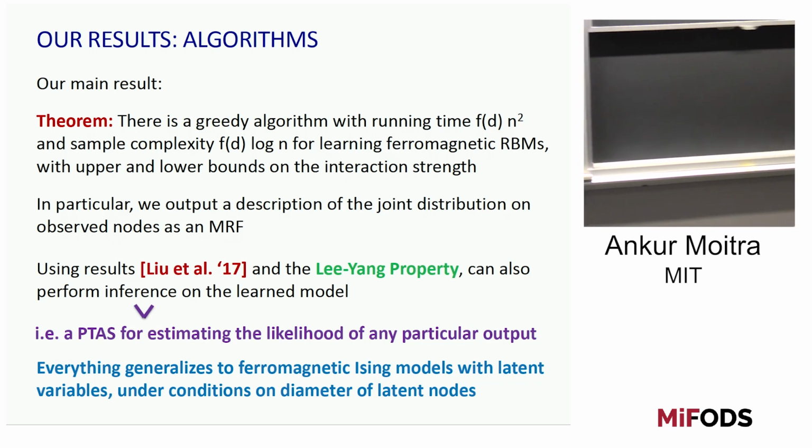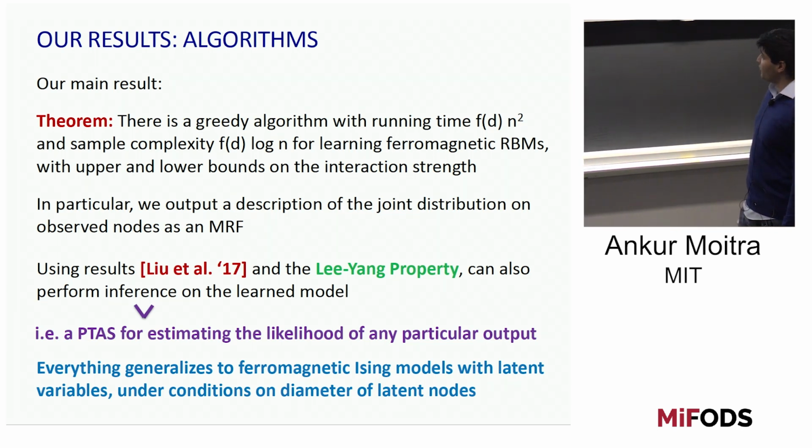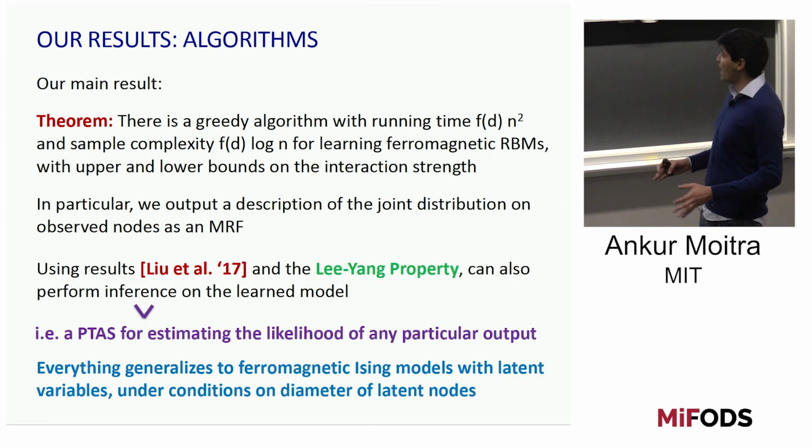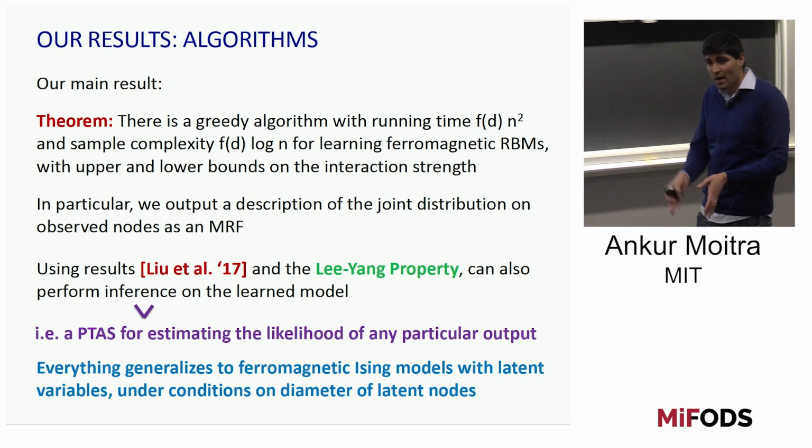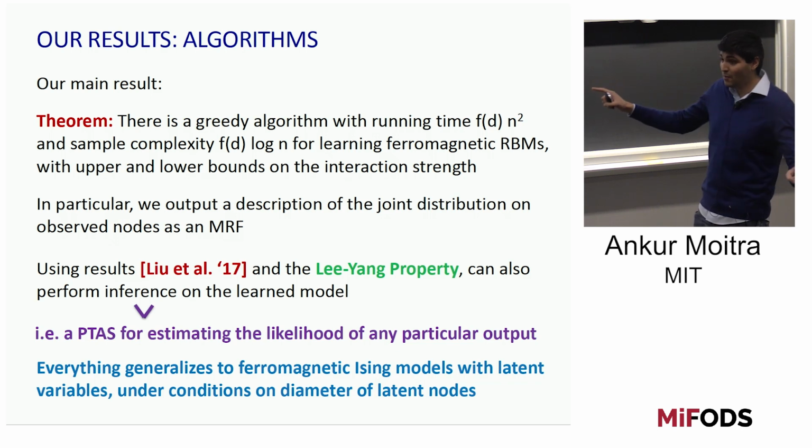All right, and in fact, I won't get into this level of complication, but the things I'm saying don't require the model to be an RBM or to have a bipartite graph. It'll work with Ising models with latent variables in general, provided you have some condition on the diameter of the unobserved nodes.